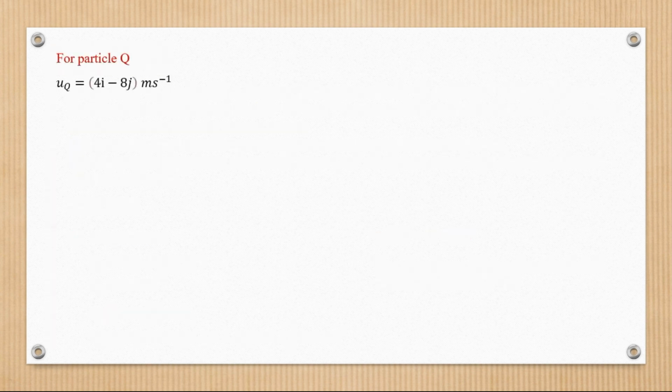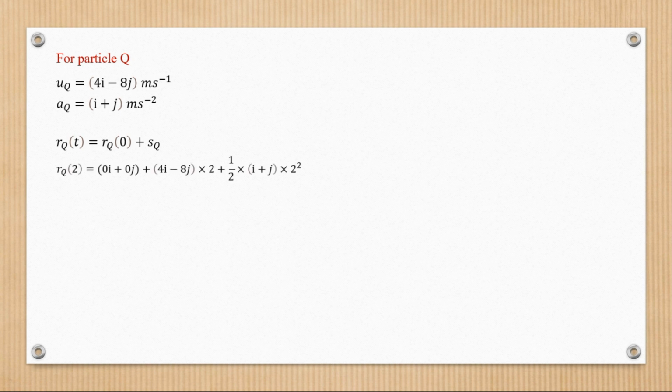Alright, so for particle Q, I have the initial velocity equal to 4i minus 8j meters per second. The acceleration of particle Q is i plus j meters per second squared. To find the position vector at any time t, I'll have RQ(2) equal to RQ(0) plus SQ. Since it also starts at the origin, I'll have 0i plus 0j plus SQ, which is ut plus a half at squared. So I have u as 4i minus 8j times t, which is the 2 seconds given, plus a half times a, which is this, times 2 squared, which is the time taken.